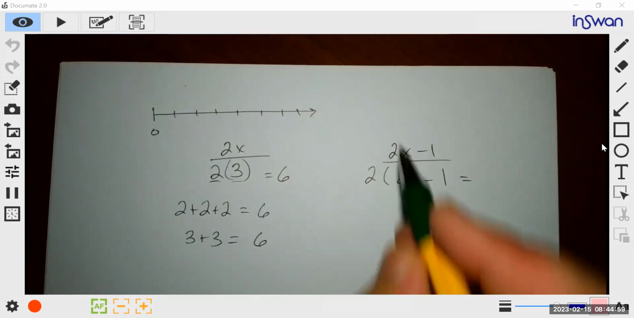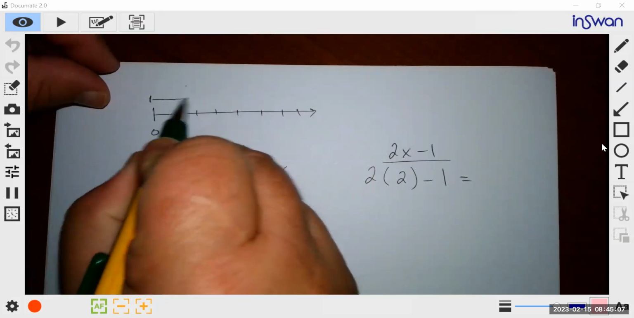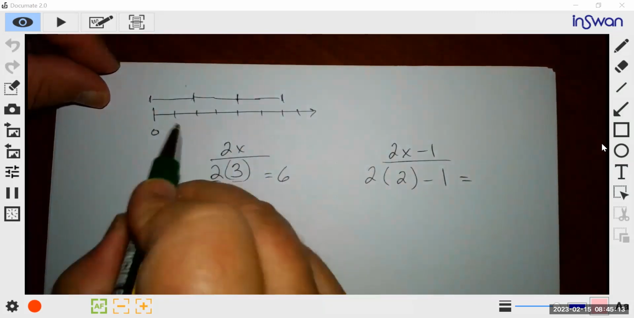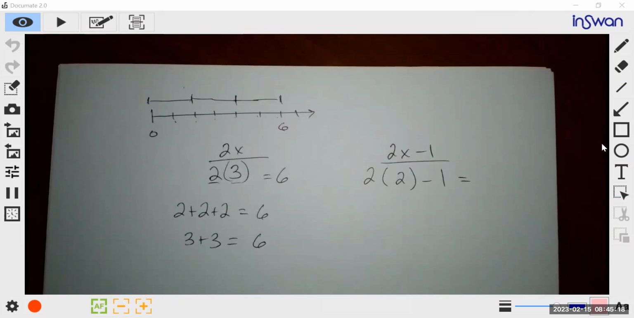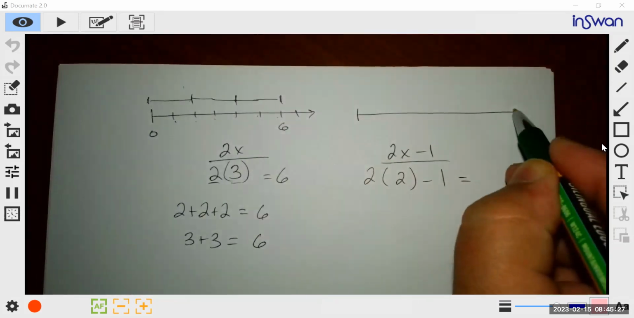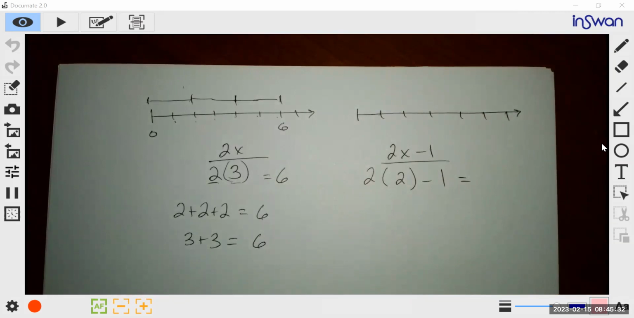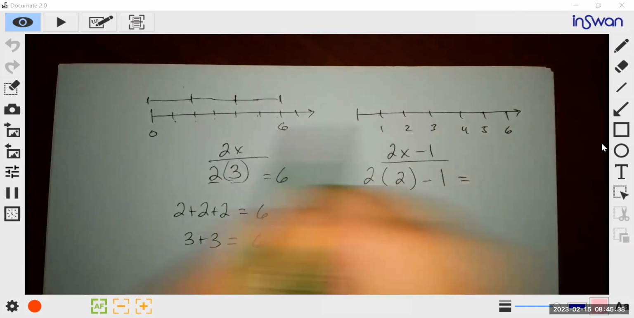So how would you prove this with a number line? So start from here. 1 2, 1 2, 1 2. 1 2 3 4 5 6. Because the answer is a number on my number line, it's a whole number. Two, 3 4 5 6.